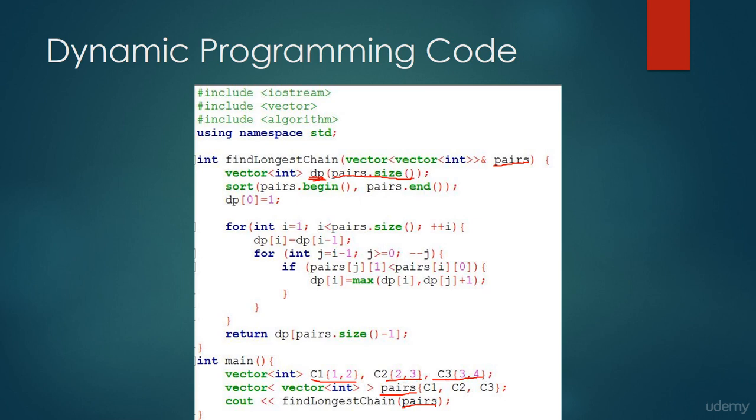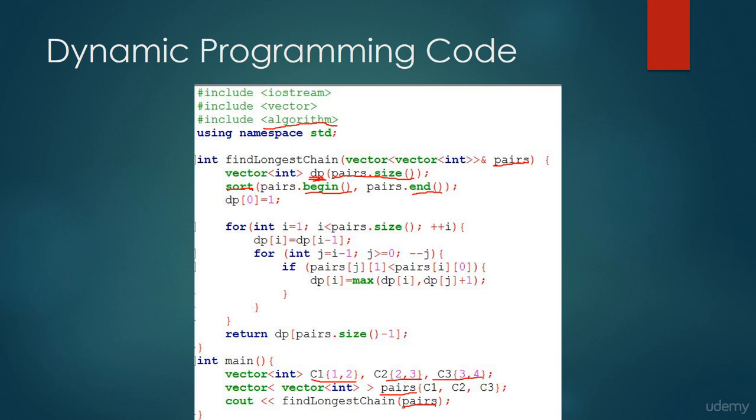Now we sort. This sort function comes from algorithm, so we don't need to write a sort function. We just write sort(pairs.begin(), pairs.end()). These are iterators. You don't really need to know what they are right now, but they're basically used with these kinds of functions in the C++ standard library. So you just sort the elements from pairs.begin to pairs.end, and they get sorted into ascending order, which is what we want.